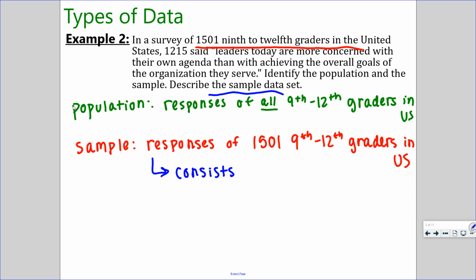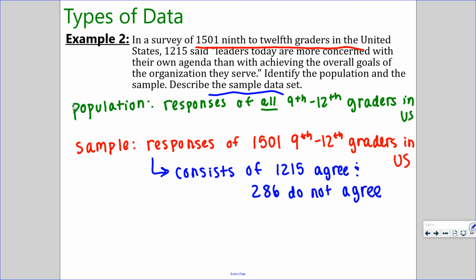So it consists of 1,215 who agree with that statement, and 286 who do not agree with that statement. What do you guys think? Do leaders today, are they more concerned with their own agenda than with achieving the overall goals of the organization they serve?